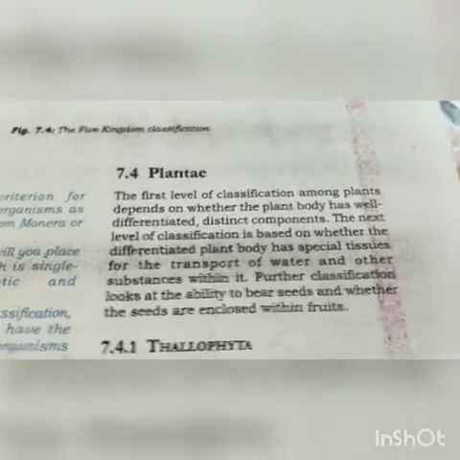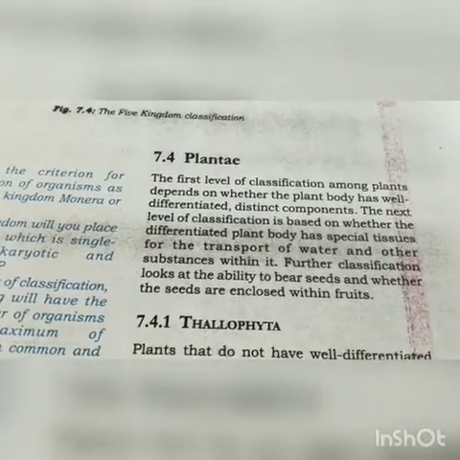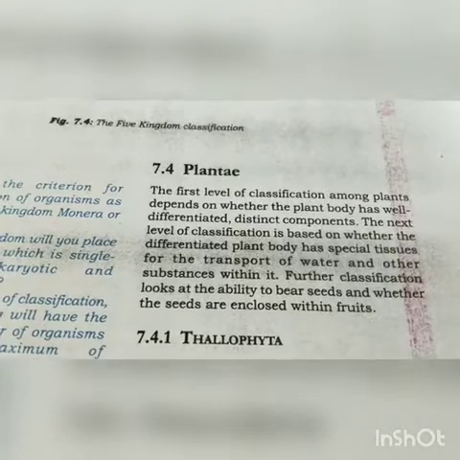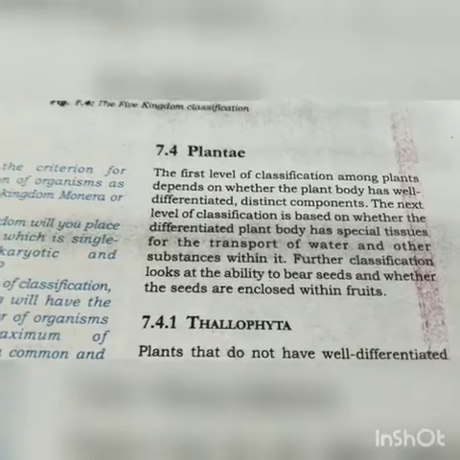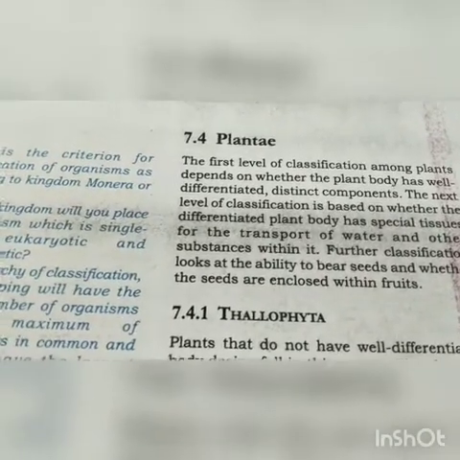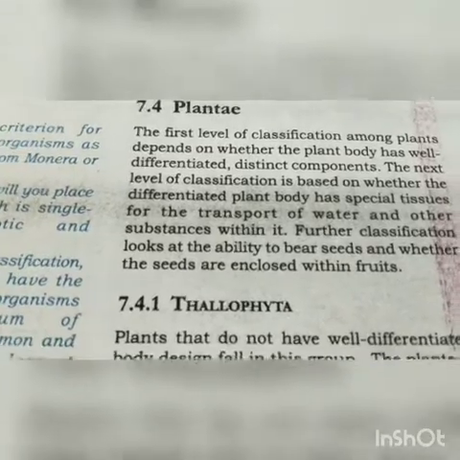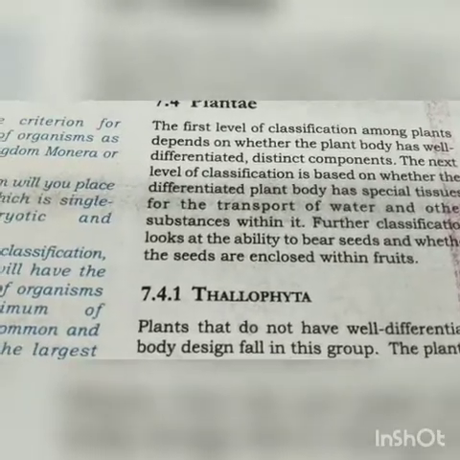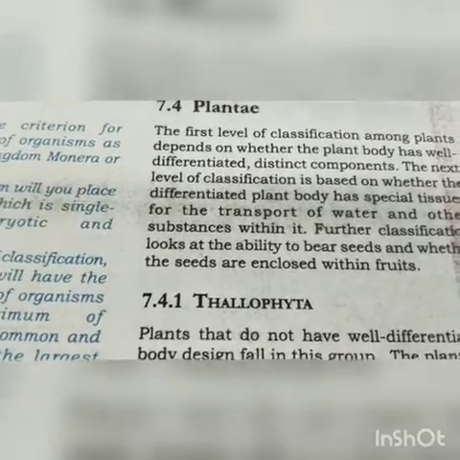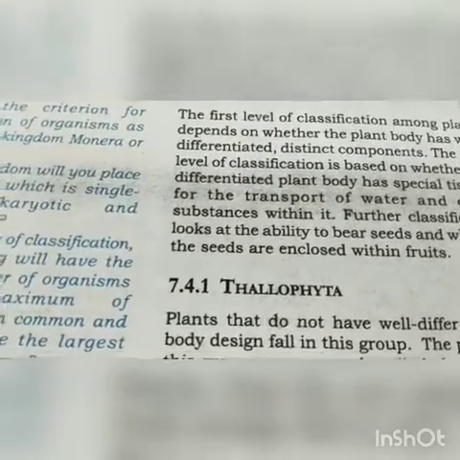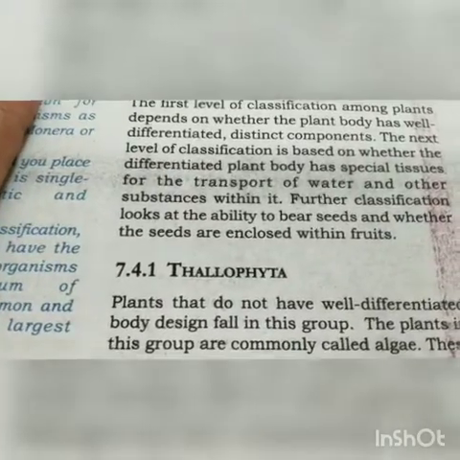So, in the Plantae group, the first level of classification among the plants depends on whether the body of the plant is well differentiated. Well differentiated means all the leaves, branches, roots are different. We can distinguish them, like a big tree, like a banyan tree or neem tree. We can say this green color is the leaf, then brown color is the stem, then down underground, the roots are there. So these are called the different parts.